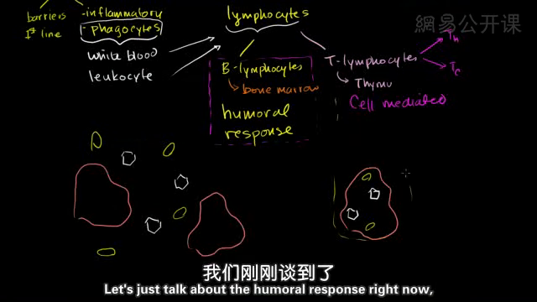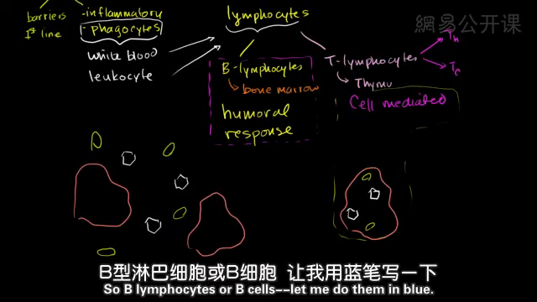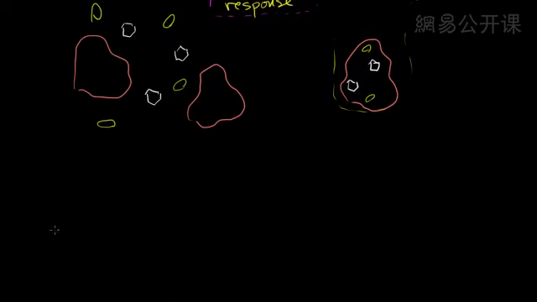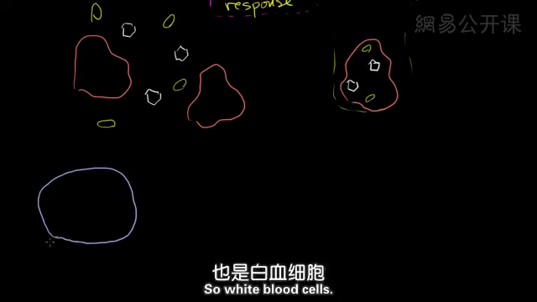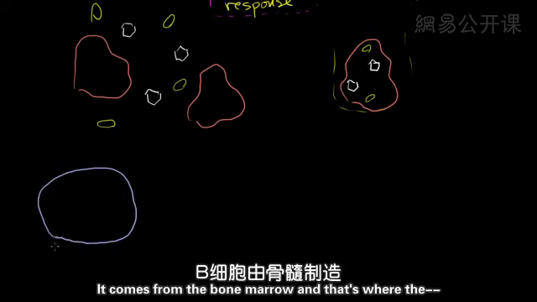Let's just talk about the humoral response right now, which deals with B lymphocytes. So B lymphocytes, or B cells, let me do them in blue, B for blue. So let's say that that is a B lymphocyte. It's a white blood cell. It's a subset of white blood cells called lymphocytes. It comes from the bone marrow.